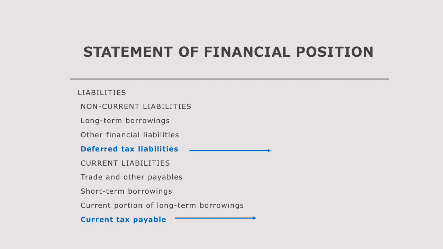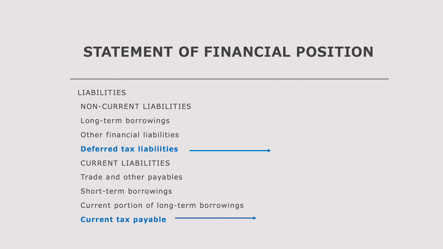If we then go and look at the liabilities section of the statement of financial position, once again, we have non-current liabilities and current liabilities. Non-current liabilities are those liabilities that we will settle in more than 12 months, and current liabilities are those liabilities that will be settled within the next 12 months. Now, once again, under non-current liabilities, we can have deferred tax liabilities, and once again, deferred tax will be looked at slightly later in the lecture. And under current liabilities, we can have current tax payable as a line item.